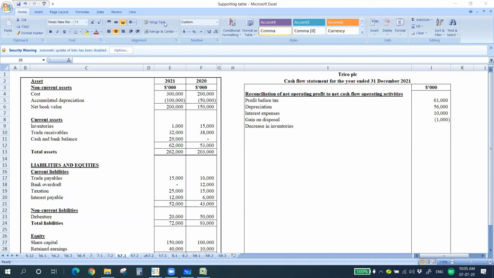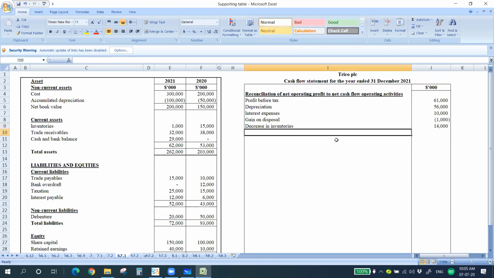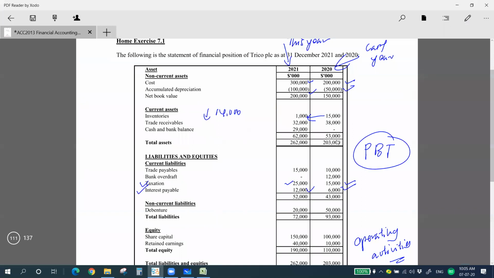Positive, yes. A decrease in your inventory is a positive amount in your cash flow statement. Why? Because when your inventory level reduces, it means that you sell more inventory during the year. When you sell more inventory during the year, you have received more cash. So in your cash flow statement, it is a positive amount because cash increases. Next one is your trade receivables from 38 to 32, decreased by 6,000, right?